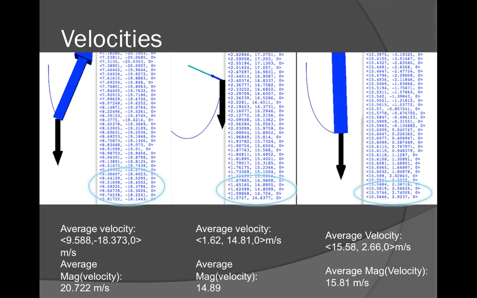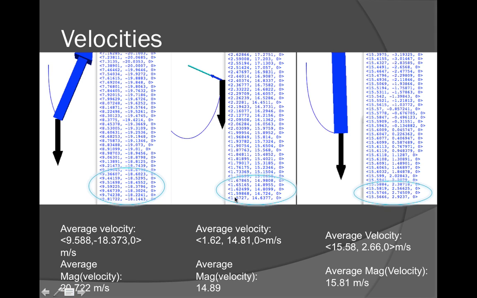Finally, we will examine what the velocities are at certain points in the motion. By printing out values for velocities near the positions in the picture, which are the ones circled, we can get a good approximation for what the velocities and magnitudes of the velocities are at each point. So the first one, we have an average velocity of 9.59, a negative 18.37, and a magnitude of 20.72.